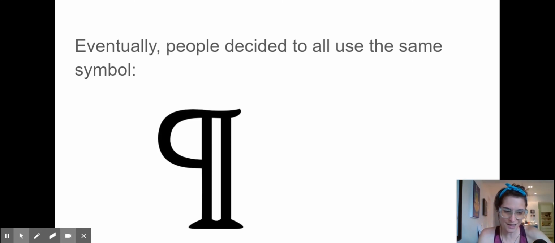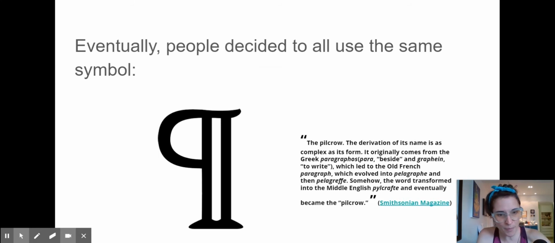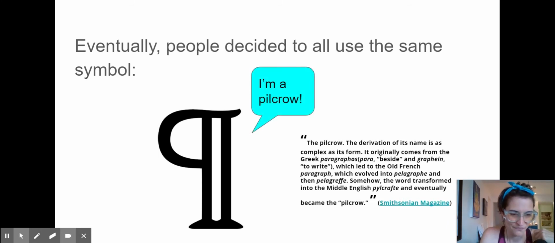You recognize that guy? This is called the pilcrow. And the origin of that name is fascinating, and it shows how much language changes. So this is a quote from Smithsonian Magazine: the pilcrow, the derivation of its name is as complex as its form. It originally comes from the Greek paragraphos, right?